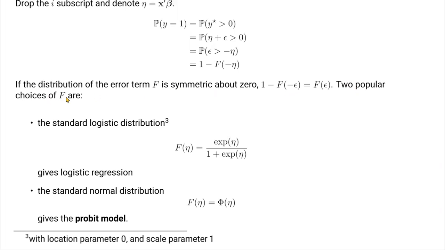So two popular choices of the CDF are, if we choose it to be the standard logistic distribution, this gives rise to logistic regression. So basically it's an alternative derivation of logistic regression, this latent variable approach. If we define the CDF as the CDF of a standard normal, this gives rise to the so-called Probit model.